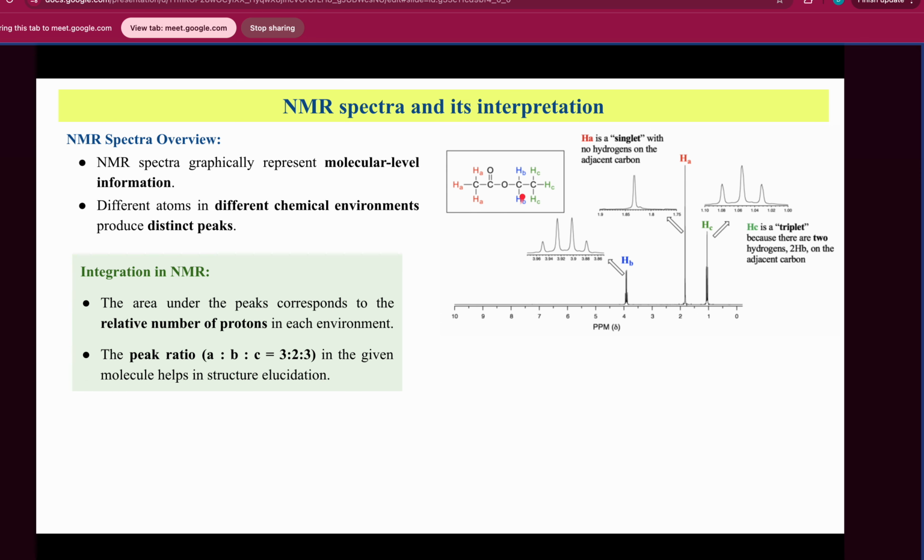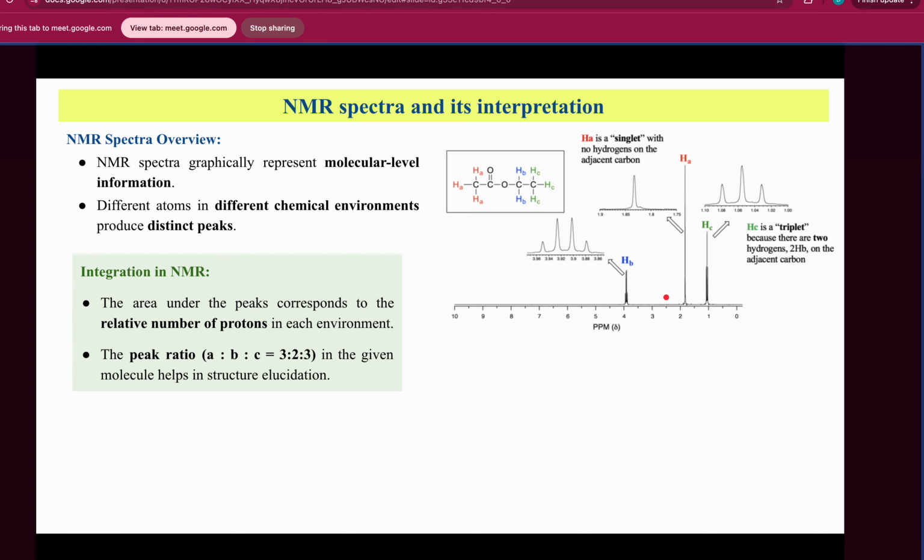Then similarly this Hb, both of these hydrogens have exactly the same neighbors, so they are not different from each other. They will also generate one single peak. And then this Ha, all three hydrogens on this particular carbon also have similar neighbors, due to which these three hydrogens will also have a single peak.